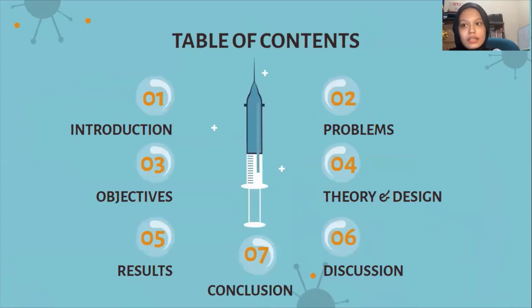Next, this is the layout for our presentation. In our presentation, we have 7 components to be presented, which are introduction, problems, objectives, theory and design, results, discussion, and conclusion. With that, I would like to pass to the next presenter.